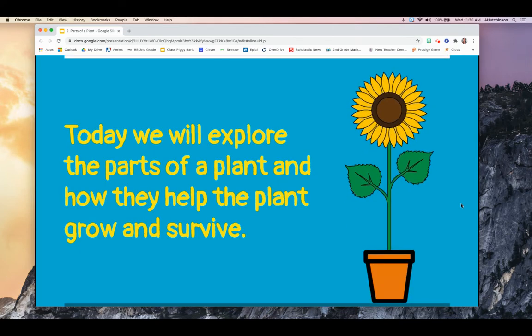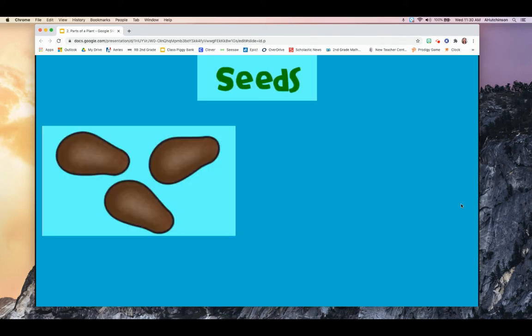Today, we will explore the parts of a plant and how they help the plant grow and survive. We're going to start with 5 main parts of a plant, and the first one we're going to talk about are the seeds. Why don't you turn and tell someone at home what it is you already know about seeds? Awesome. We know a lot about seeds already.